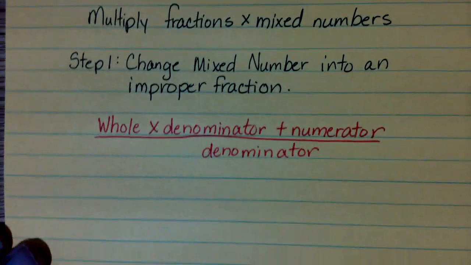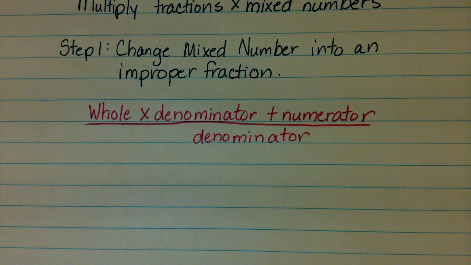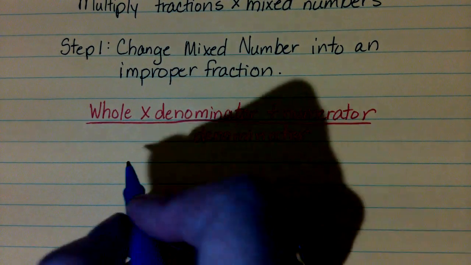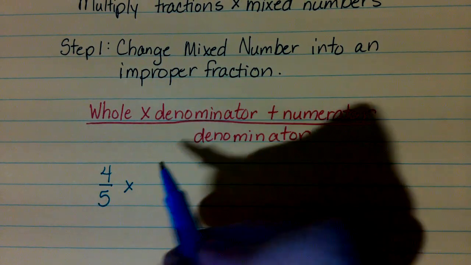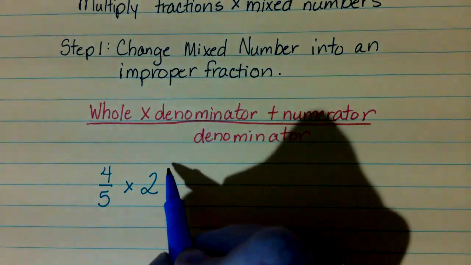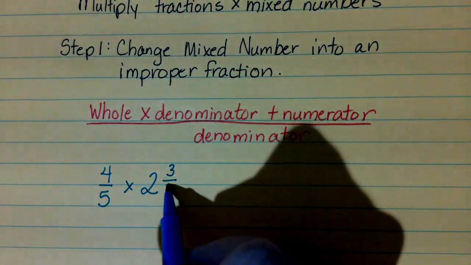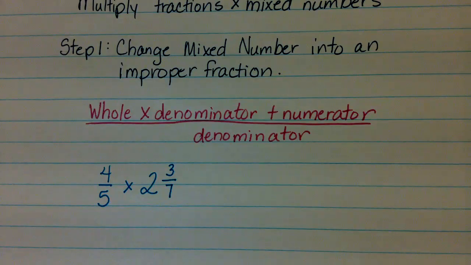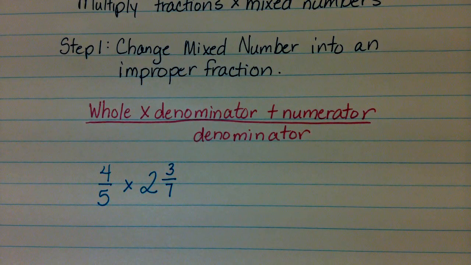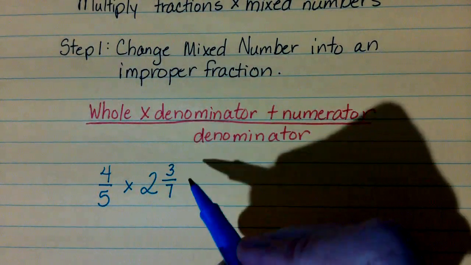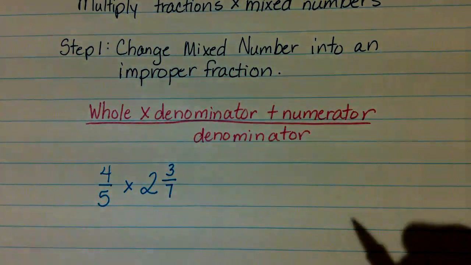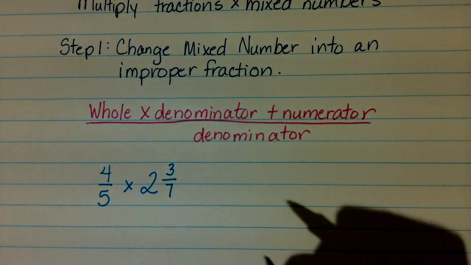So let's start with an example. Let's do 4/5 times 2 and 3/7. My first step is to take this mixed number and use this formula to turn it into an improper fraction.